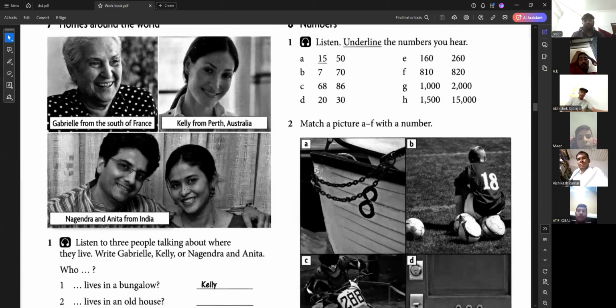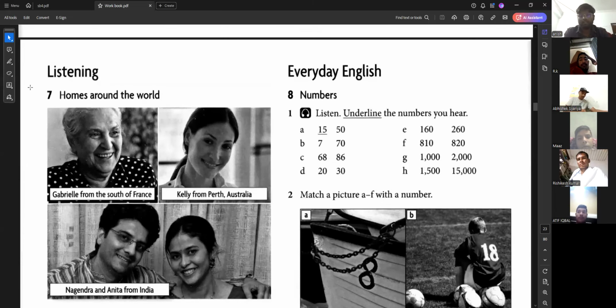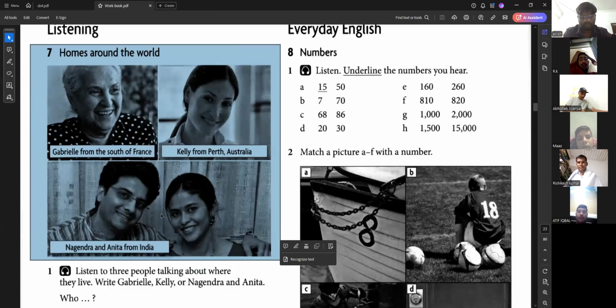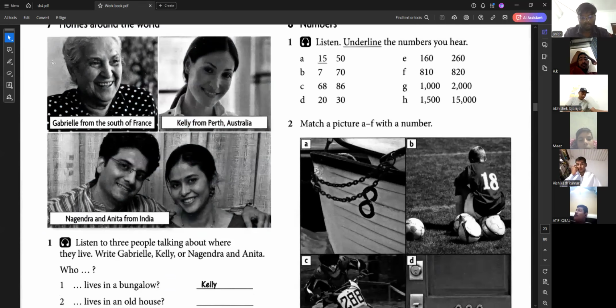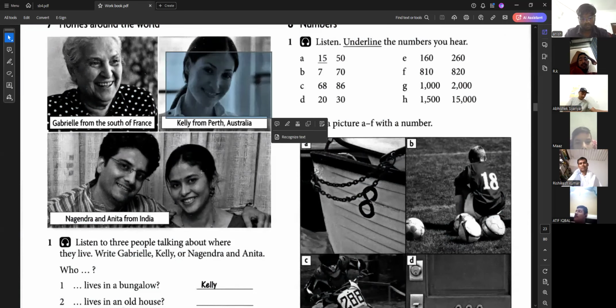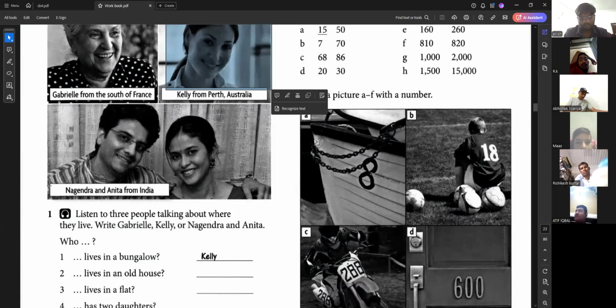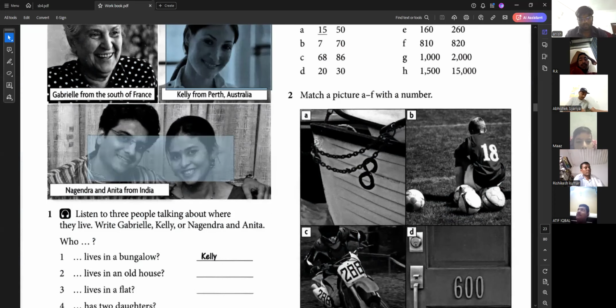Let's see. You listen to these 3 people now: Gabriel, Kelly, Najendra, and Anita. So this woman is Gabriel, she is from the south of France, and this woman is Kelly. She is from Australia. She is Australian, and these 2 people are of course from India.